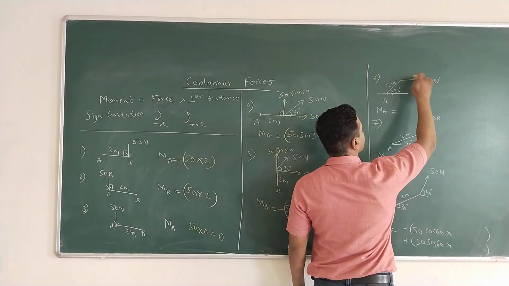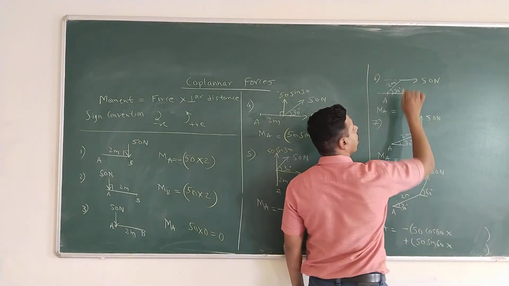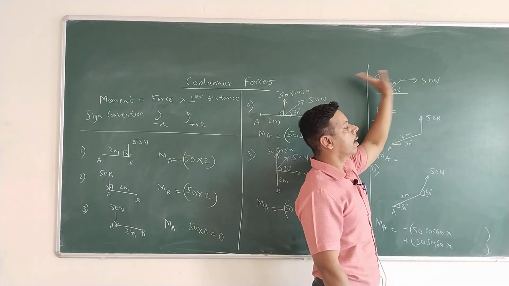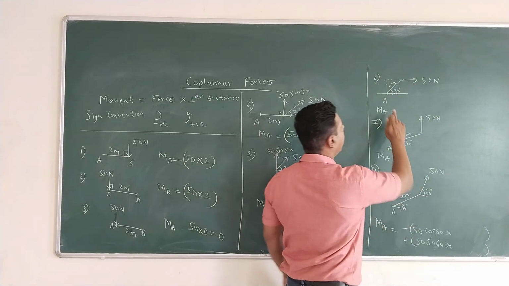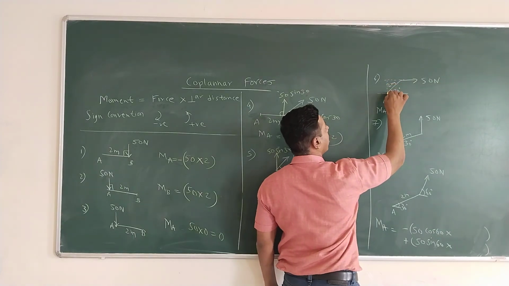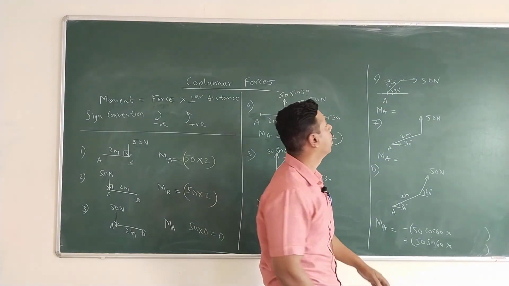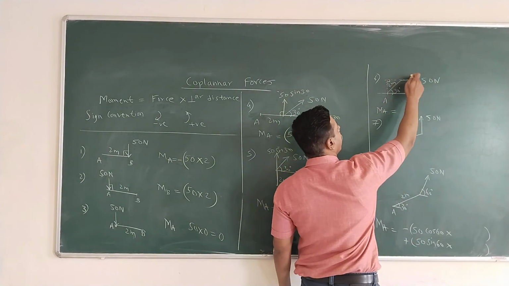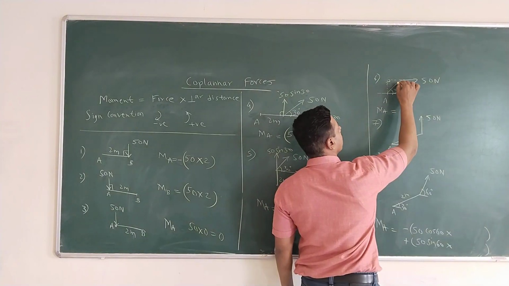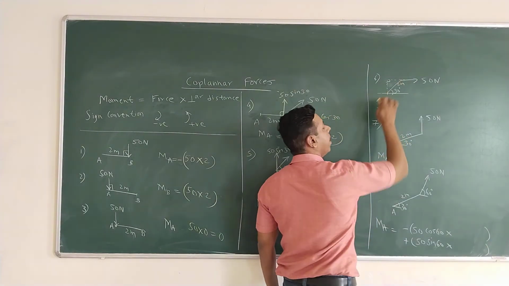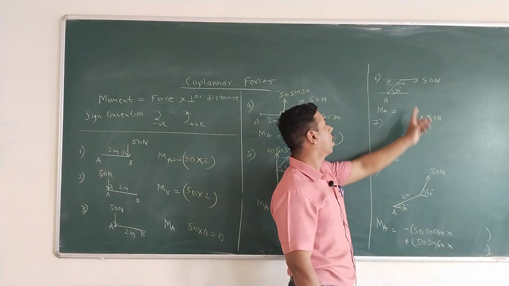So 50 Newton is horizontal, so you can extend it on the left or right. We extend on the left because A is on the left side, and drop a perpendicular from point A. Okay, so force is 50 Newton and this is the perpendicular distance. So now this is the perpendicular distance. I am telling you a shortcut.